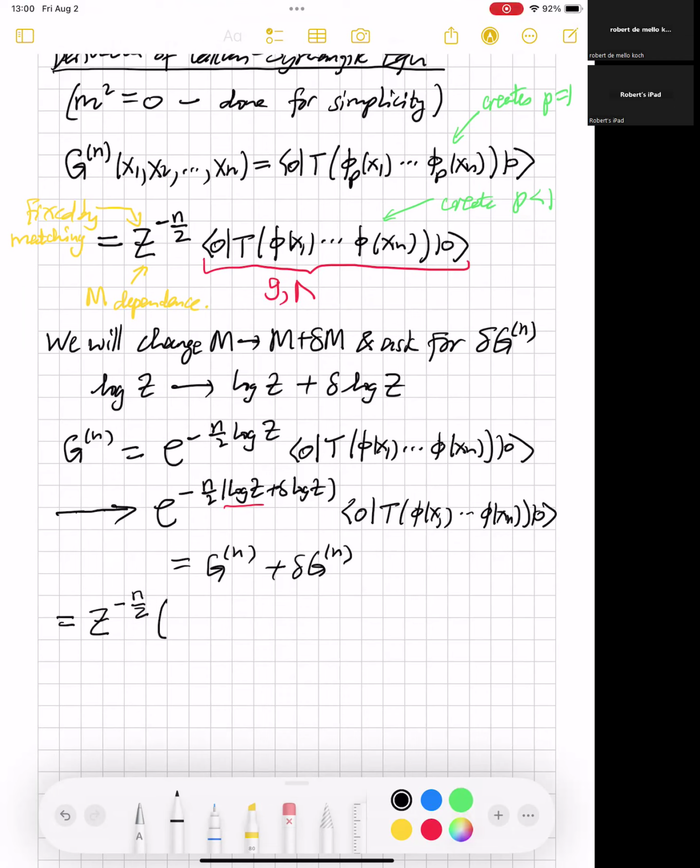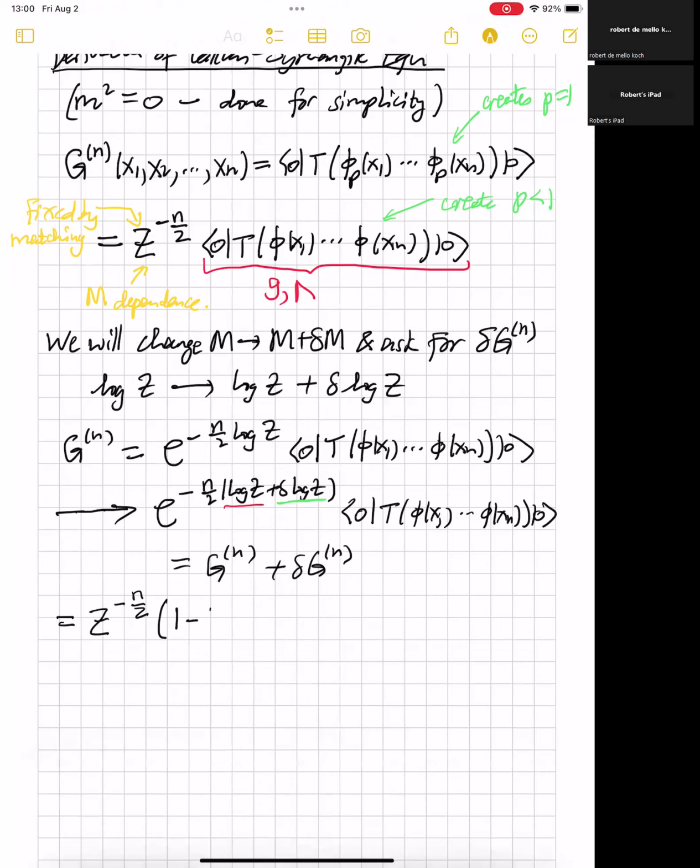I then have this green bit here. Because delta m is very small, I'm only shifting my scale by a small amount, which means that delta log z is also very small. So I'm going to expand e to the minus n over 2 delta log z to first order. That will give me 1 minus n over 2 delta log z. And then I will have the time-ordered correlator y of xn onto naught.